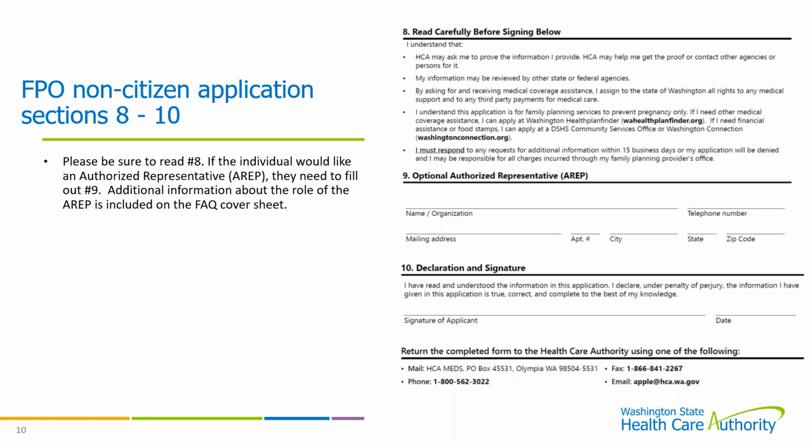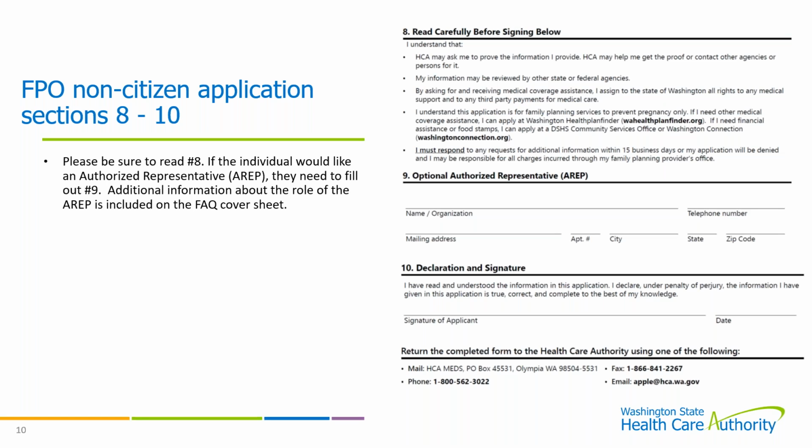Let's see. I got a few questions or comments. The email address you said is secure. So the apple@hca.wa.gov. Yes, that is a secure email. It is a secure email to send confidential or private information. So don't worry about that.